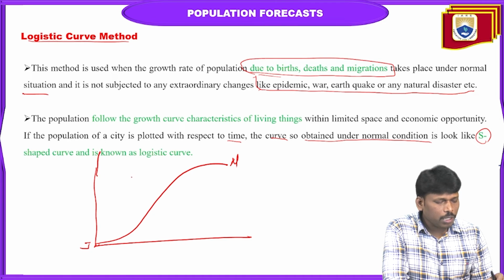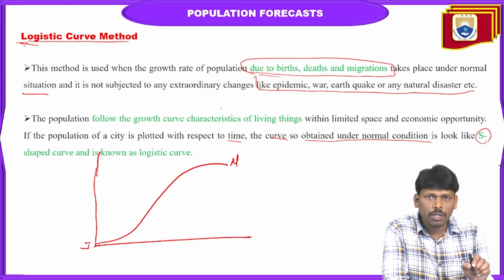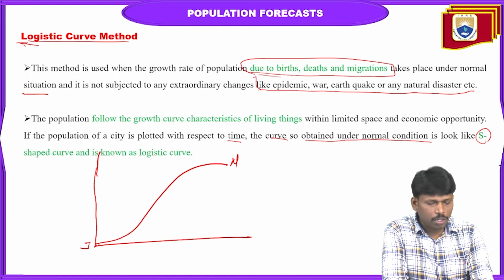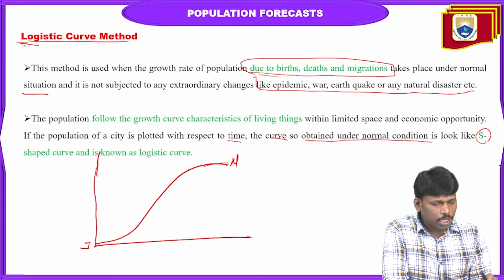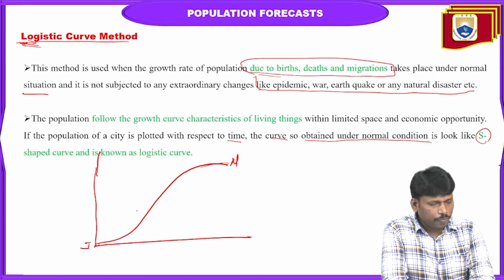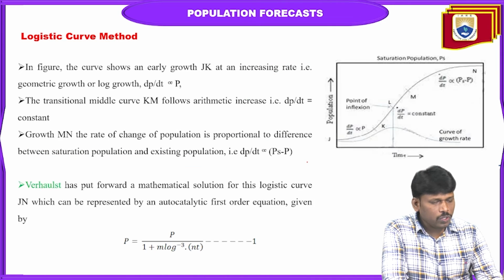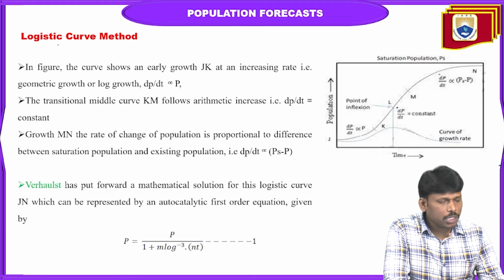So here, for example, you see this method can be applied only whenever you observe a decreasing trend of that particular city's growth. Only then can we apply this method. This is an S shape, the logistic curve, an S shape curve known as a logistic curve. Now you see the way of estimating the population using this logistic curve.